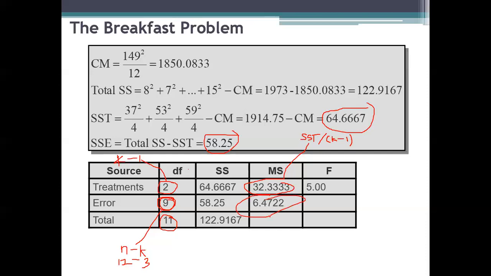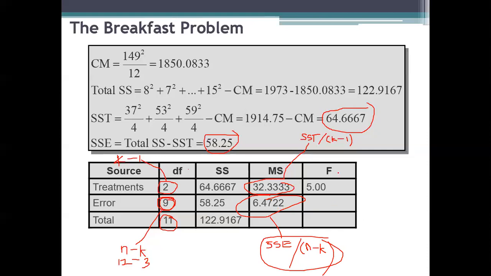So to get MSE, if you refer to the general table in the previous slide, the simple formula to get MSE is SSE divided by N minus K. Okay, so when you insert the values into this formula, you will get MSE is 6.4722.